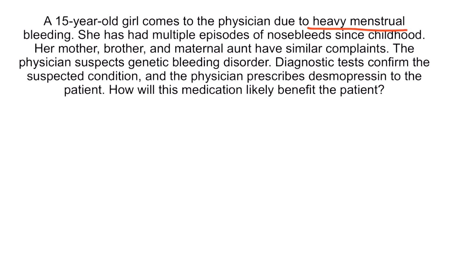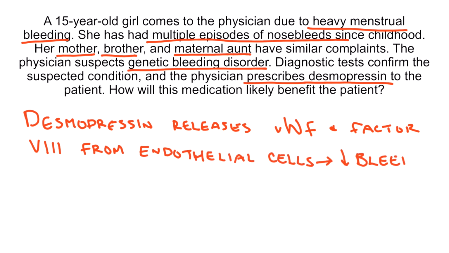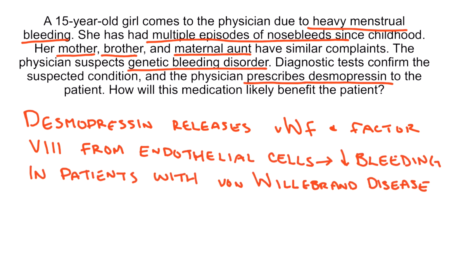This patient has heavy menstrual bleeding and multiple episodes of nosebleeds. Considering that multiple relatives are similarly affected, a genetic bleeding disorder is suspected. The most common inherited bleeding disorder is von Willebrand disease, which is most likely in this patient. The physician prescribes desmopressin. Desmopressin, a vasopressin analog, releases von Willebrand factor and factor VIII from the endothelial cells, facilitating clotting in patients with von Willebrand disease.